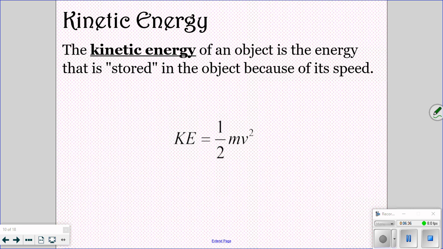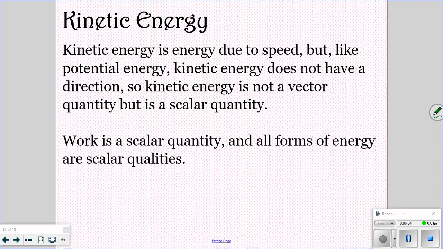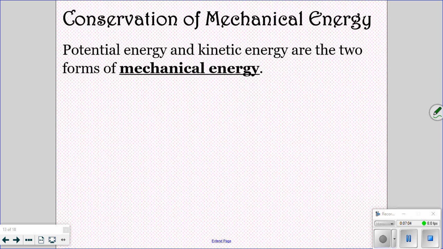So that's a formula you probably want to add to your formula sheet. Kinetic energy is energy due to speed, but like potential energy, it does not have direction. So it's not a vector quantity, it's just a scalar quantity. Work is a scalar quantity, and all forms of energy are scalar quantities, so you don't have to put a direction on work. Potential energy and kinetic energy are the two forms of mechanical energy.